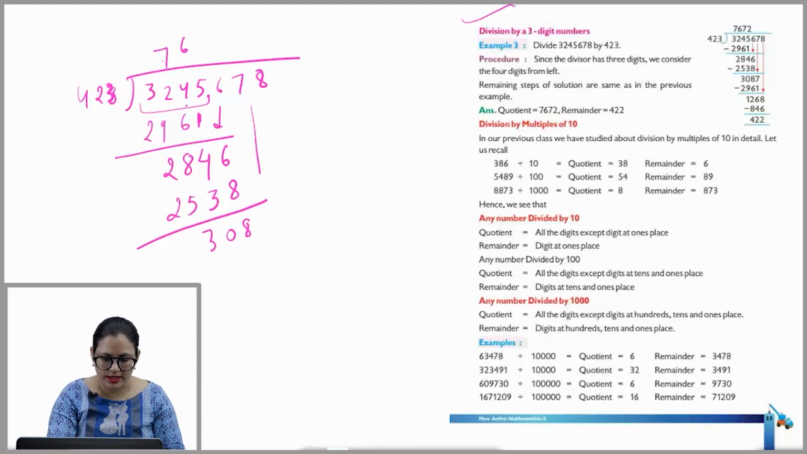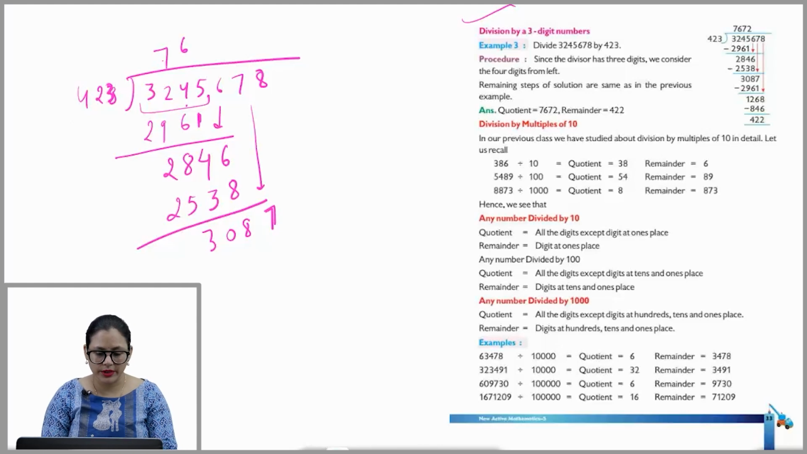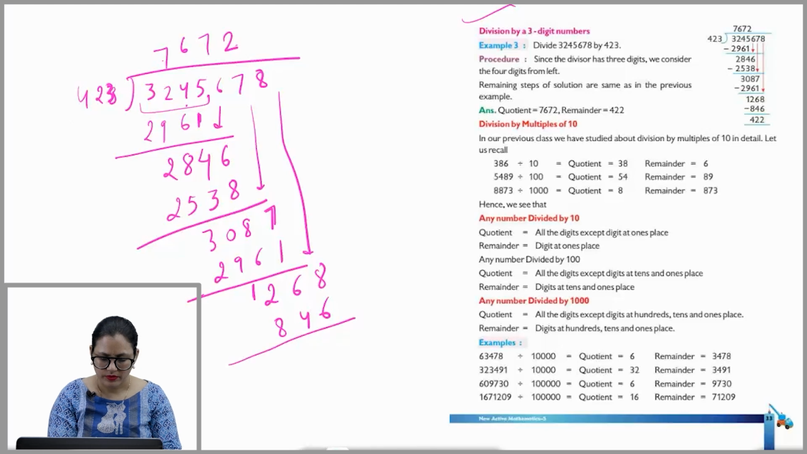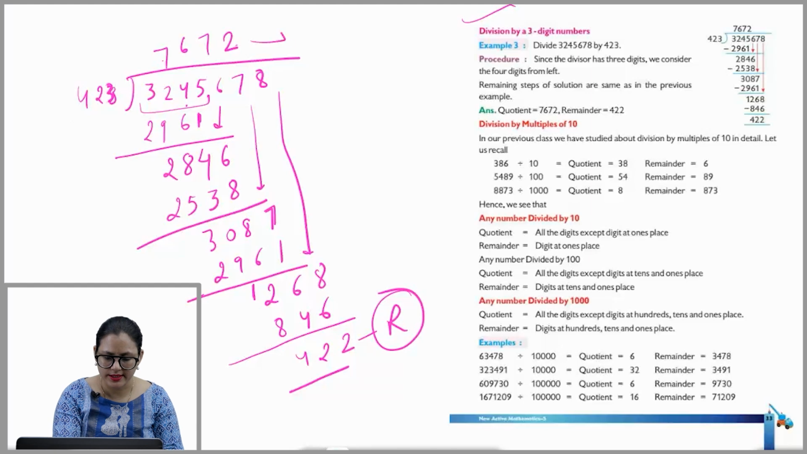Now we'll bring down the next number. Okay, 3087. So it is near this number, so we'll again take 7. 2961, 6, then 2 and then 1. Then we'll bring down another digit also. Okay, and then here we write 2. 2 3s are 6, 2 2s are 4 and 2 4s are 8. Now subtract. 422. So 422 is the remainder and this is the quotient.